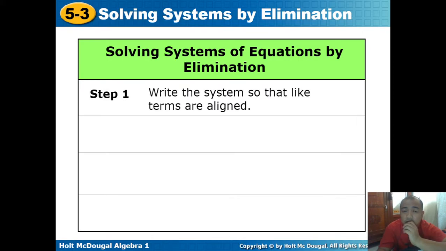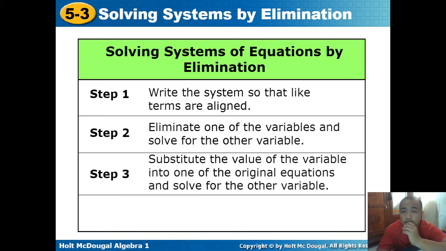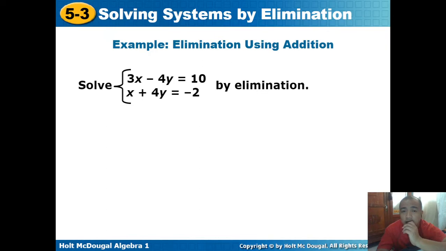So solving systems of equations by elimination, here are the following steps. Write the system so that like terms are aligned. Eliminate one of the variables and solve for the other variable. Substitute the value of the variable into one of the original equations and solve for the other variable. In step 4, write the answers from steps 2 and 3 as an ordered pair and check. Okay, these are the 4 steps in solving systems of equations by elimination. Let's start now.